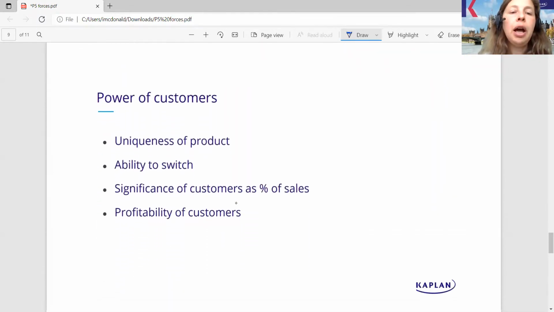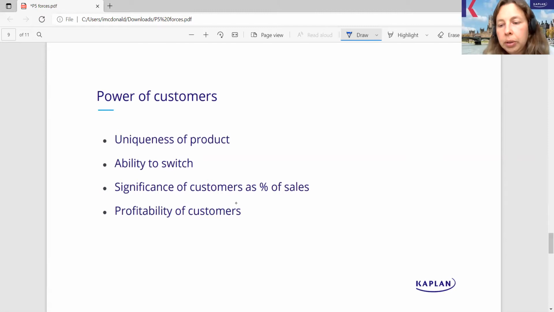Let's now consider power of customers. We said that power of customers is about the ability of customers to demand lower selling prices. Customers want better deals. Okay? So what gives customers this power?